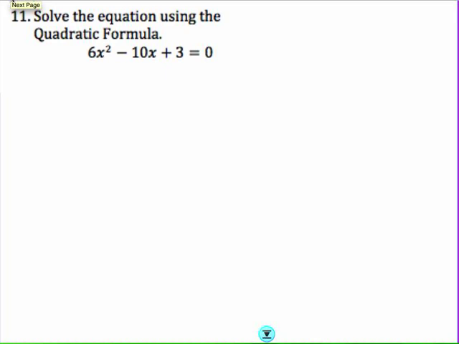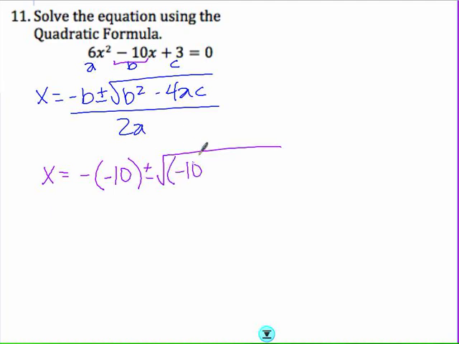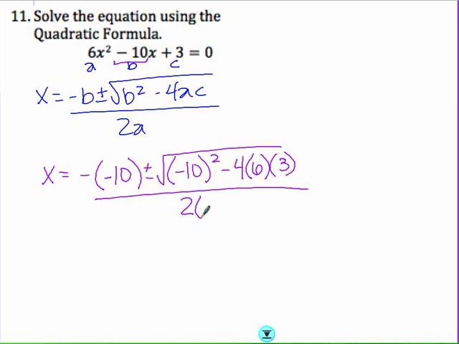Going on to 11, solve using the quadratic formula. Hopefully you all commit this to memory. X equals negative b plus or minus square root b squared minus 4ac all over 2a. In this case, this is your a, this is your b, this is your c. So we can go ahead and start to solve. X equals negative 10, because this coefficient is negative, plus or minus square root of the negative 10 squared minus 4 times 6 times 3 all over 2 times 6.